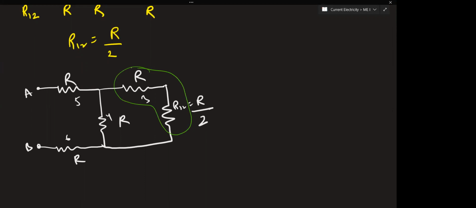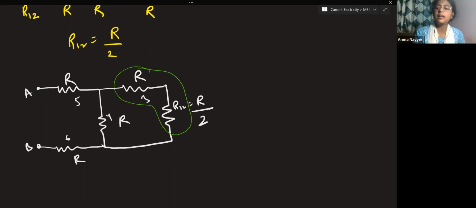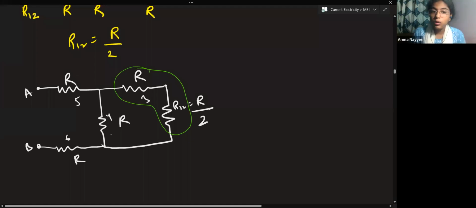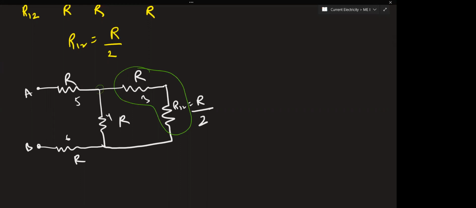Series, good, right. They are connected in series. See, it's a single wire only. Don't look at this point. We are not talking about this junction. Look at these two resistors. There is no barrier between them. They are just connected with the help of a single wire.